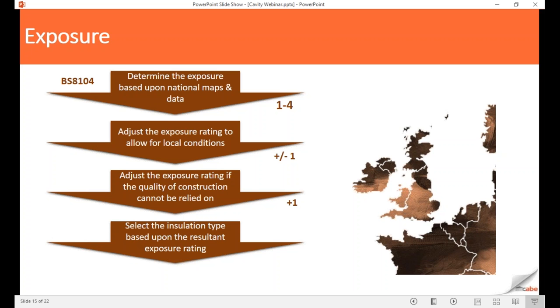But in reality, you can go and look up exposure maps, and you will get an exposure for a geographical area, and then you will make some sort of localised adjustments to that. So you'll adjust to allow for local conditions. If you're particularly exposed on a hillside with a prevailing wind condition, then you'll adjust the national exposure for that. You'll also potentially adjust the exposure if you can't be quite sure what quality of build you're going to get. And once you come to the final conclusion of what your resultant exposure factor might be, that will then help you select the correct type of insulation material to match that and the correct construction. That's obviously something that designers and specifiers need to do as part of the process when they're specifying.